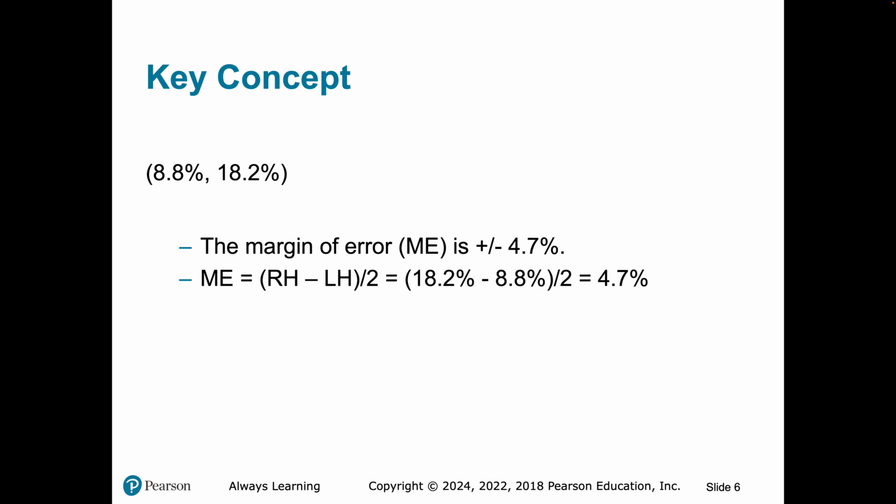So a couple more things that we can determine once we're given a confidence interval. For this one, we can talk about the margin of error. And the margin of error is just really easy to find. It's just the right-hand side minus the left-hand side divided by 2. Or it's the big number minus the small number divided by 2. So in this case, it's 18.2% minus 8.8% divided by 2, which is plus or minus 4.7%.